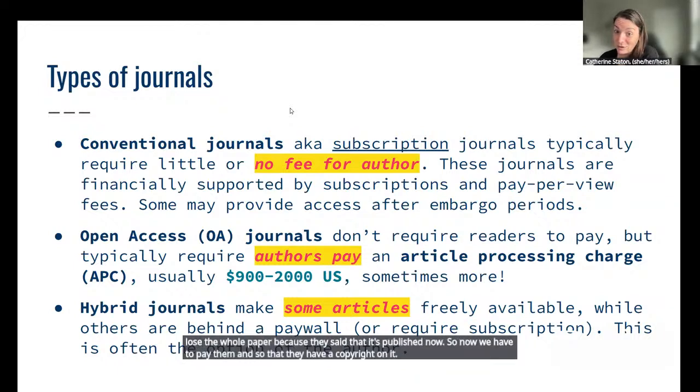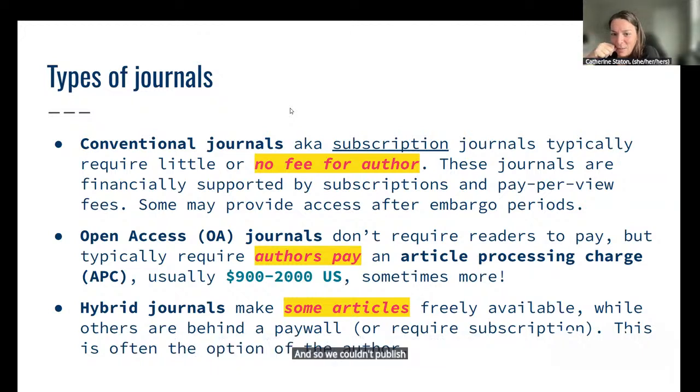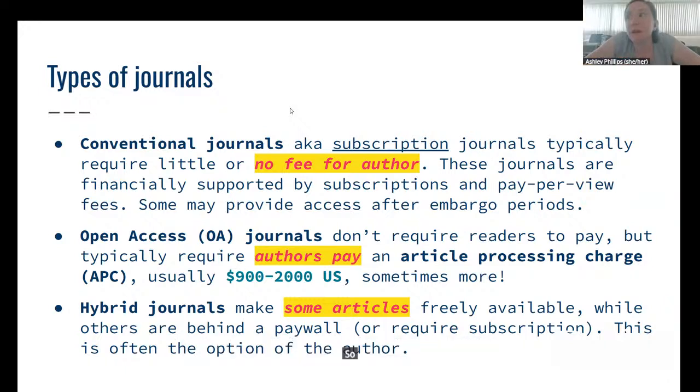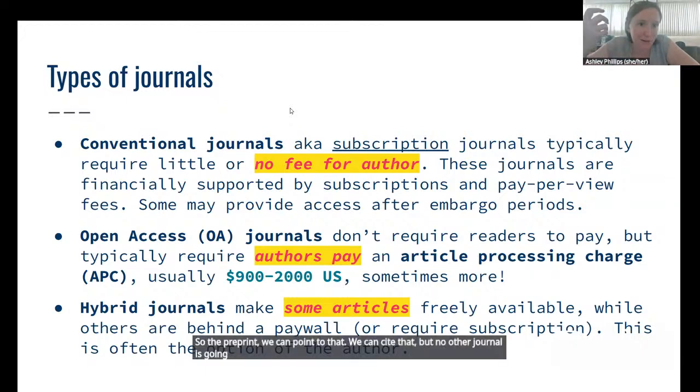And so we couldn't publish it somewhere else. We ended up posting it only on a preprint. So the preprint, we can point to that, we can cite that, but no other journal is going to publish our article because it's already published. They don't want to be in a copyright problem with these criminals.